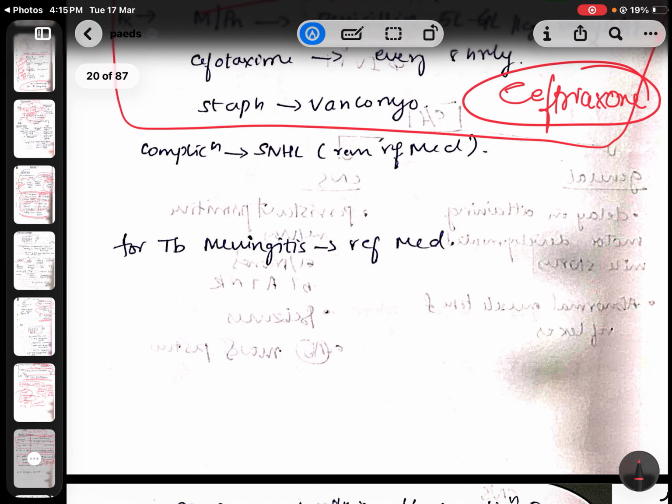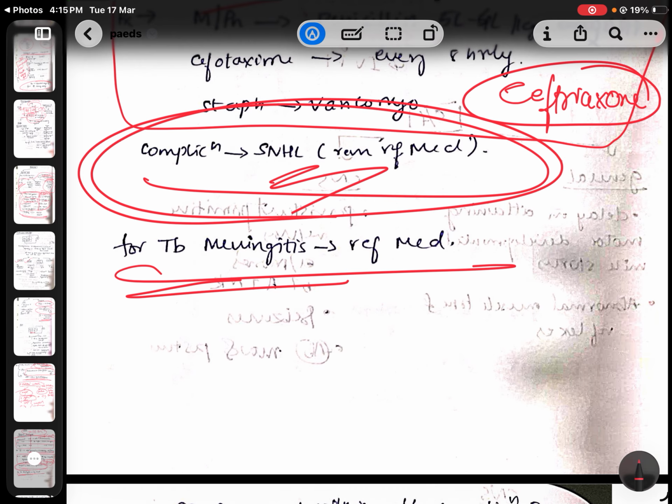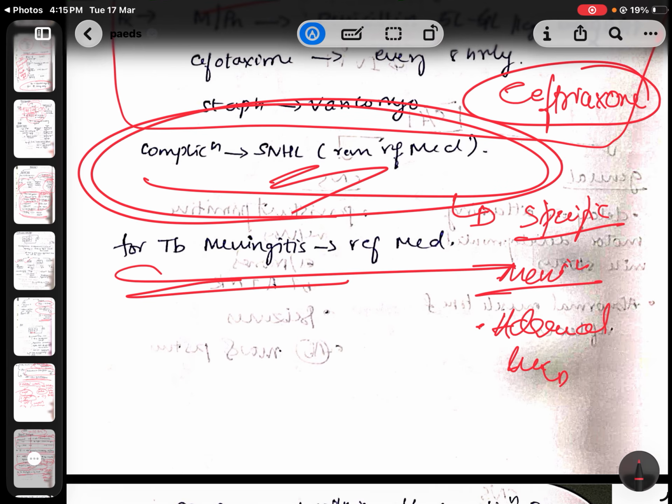Okay. For TB and complications also, please refer to medicine. One important thing is about the SNHL part, which you have to mention also. And while writing complications, also mention the specific organism things. Under meningococcus, mention adrenal hemorrhage, which can lead to shock. I think you also know there is a name for that, Waterhouse-Friderichsen syndrome, something like that. I'm not sure, but mention that.